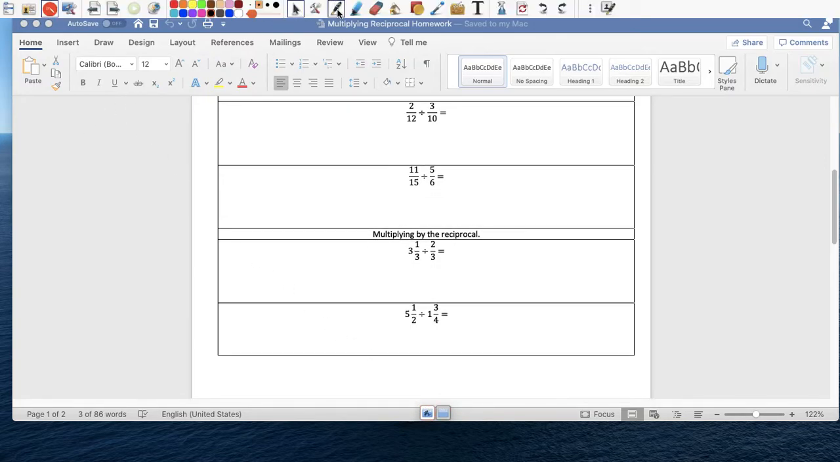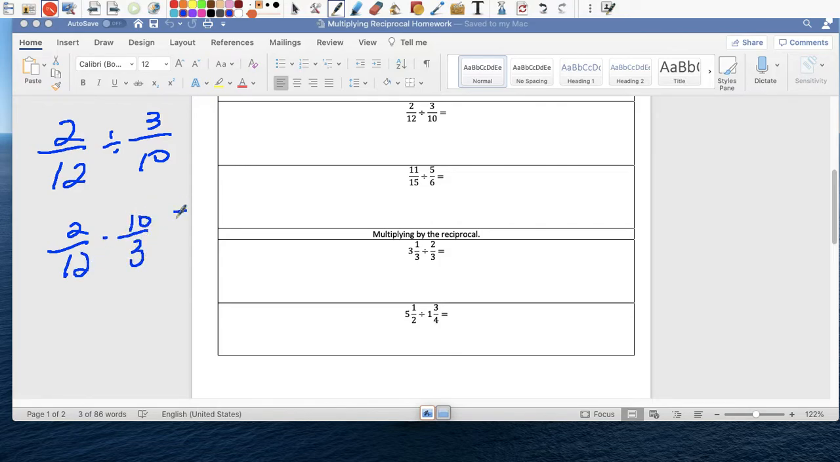So 2/12 divided by 3/10. So we got 2/12 times 10 over 3, right? Because we're changing this to multiplication, we're going to use the reciprocal of the second fraction here, of the divisor. So 2 times 10 is 20. 12 times 3 is 36. If by any chance you simplified, dividing by 4 gives 5 over 6. Okay, again, we have to work on that, but this is completely fine.